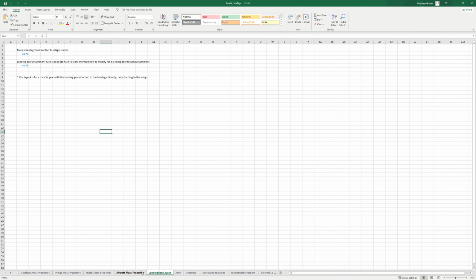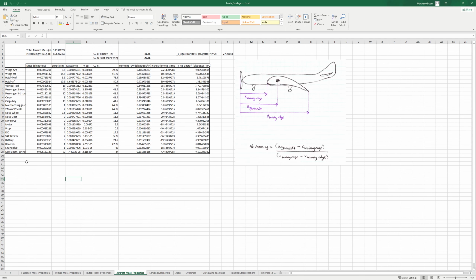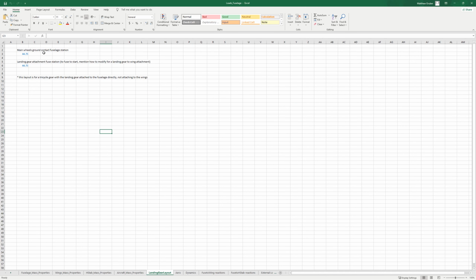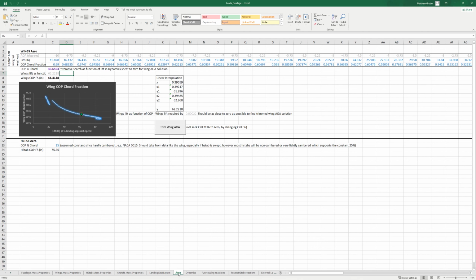Now for the landing gear layout tab, we already input its mass properties, so we have the main gear and the nose wheel here. So the information that's lacking that we need to input is just where the main wheels contact the ground in terms of the fuse station, and where the landing gear attaches to the fuselage. Here I put them in the same spot, sort of as if the main gear was vertically attached. So now we need to know about where the lift is applied along the wing chord, or at what fuselage station the wing lift is centered at.